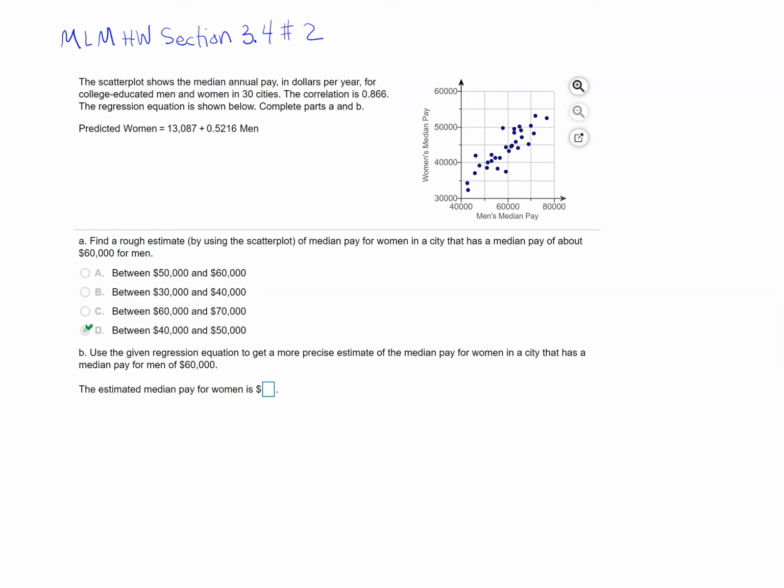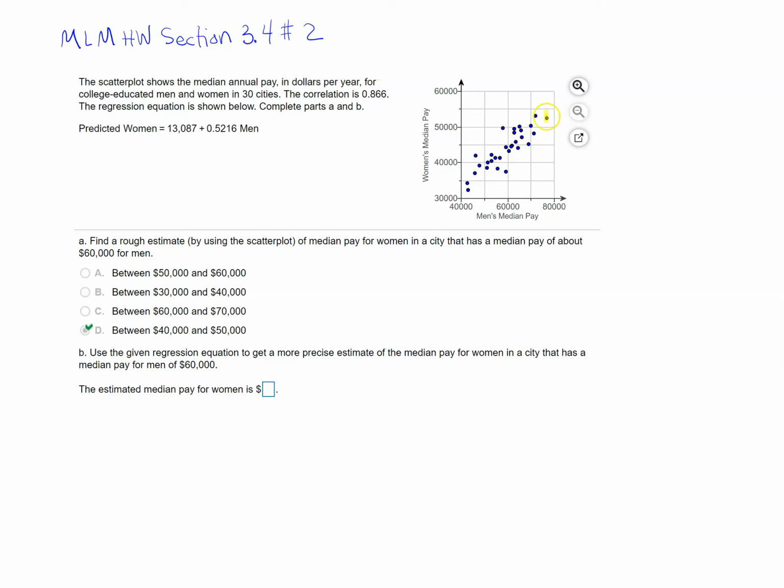This is question number 2 from the section 3.4 MyLab math homework. In this question, we're given a scatter plot that shows the median annual pay in dollars per year for college-educated men and women in 30 cities. So there's 30 dots on there. Every dot is representing a city.